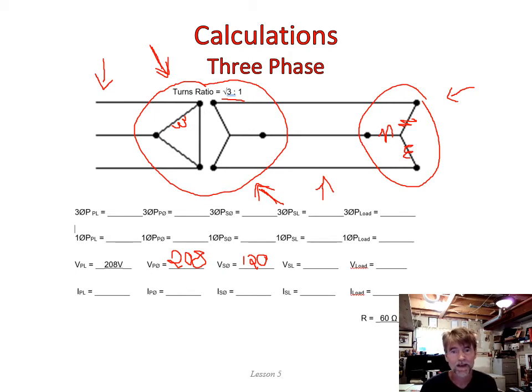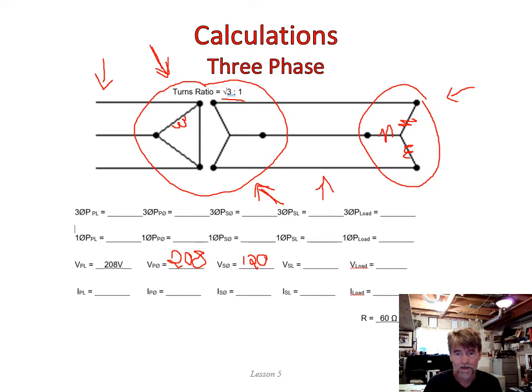Let's find out what the secondary line voltage is. Well, the secondary is connected in Y. So what happens to voltage in a Y connection? Does it change or stay the same? Well, a Y connection is like series, which means current is constant, but voltage is going to change. So it's going to change by root 3. Is it going to go up or is it going to go down?